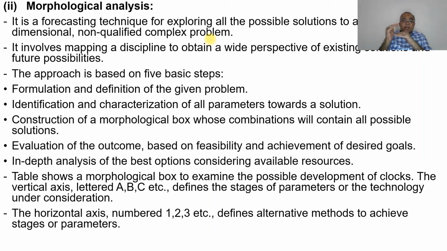So once the characterization is done, then the morphological box, where we are going to get all the possible solutions, will be listed. Evaluation of the outcome based on feasibility and achievements of desired goals, and in-depth analysis of the best options considering the available resources. The table shows a morphological box to examine the possible development of clocks. The vertical axis, letters A, B, C, etc. defines the stages of parameters or the technology under consideration. Horizontal axis numbered 1, 2, 3, etc. defines alternative methods to achieve stages or parameters.